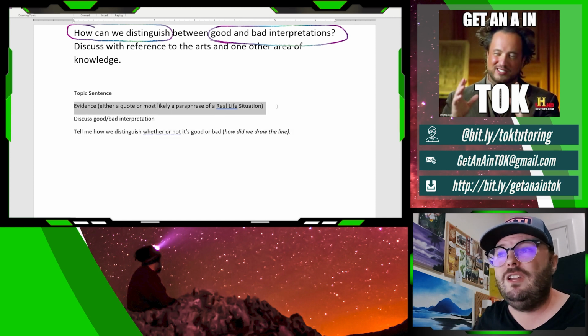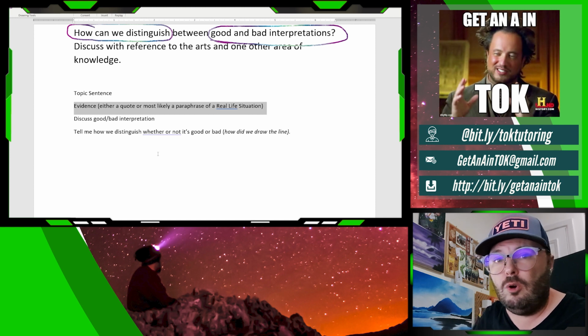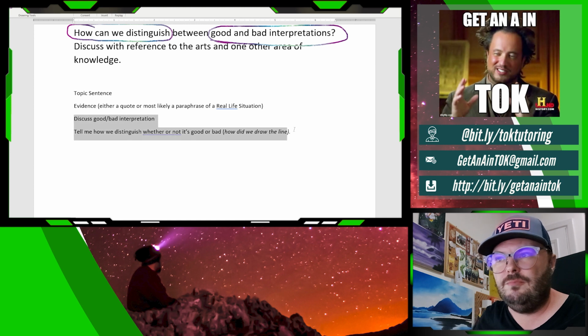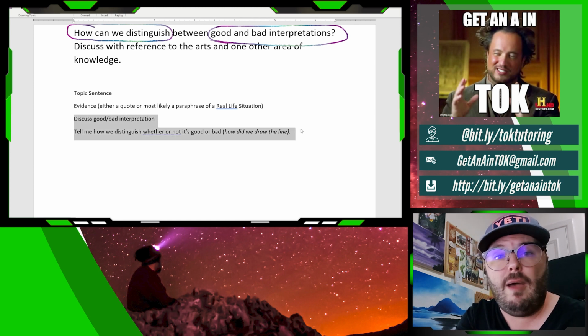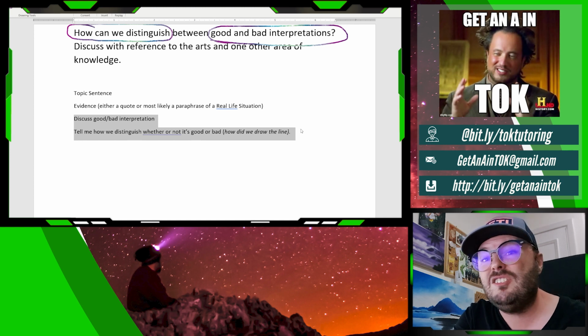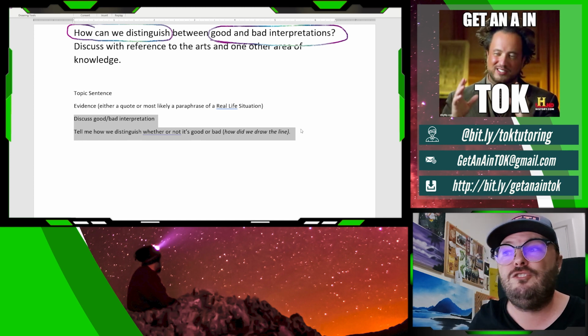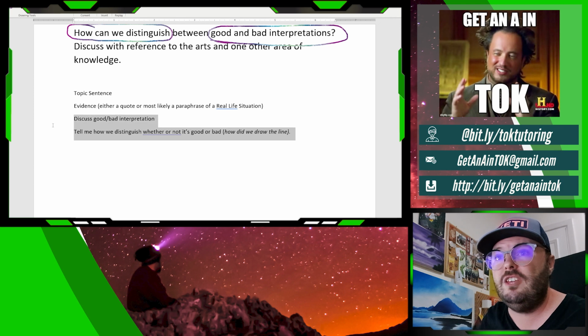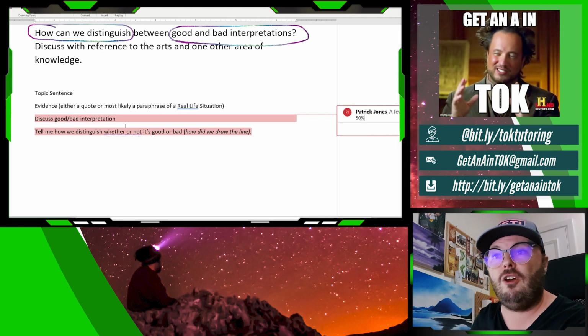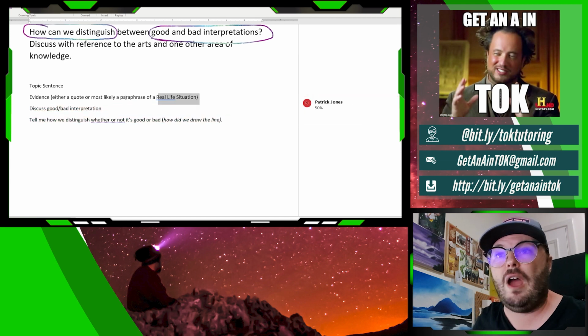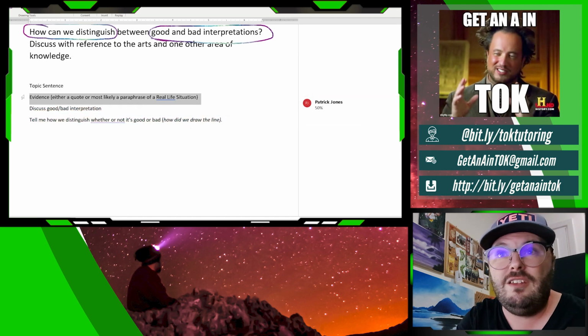Now remember, with the evidence, don't go overboard. You want to be able to describe things as quickly as possible. So your analysis, the discussion of the interpretation, and how you draw that line, that is the majority of your paragraph. These 2 highlighted sections right here should be 50% of each paragraph. If your evidence, if you describing something, is more than your analysis, you will not get a good score.